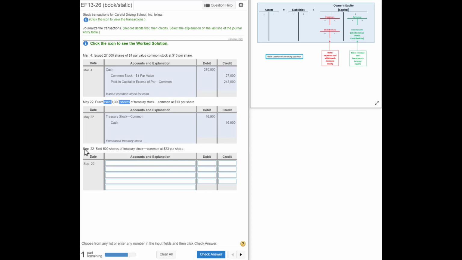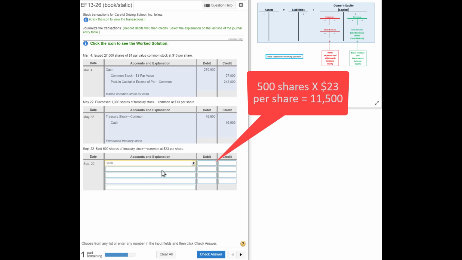Now September 22nd, we sold 500 shares of common stock at $23 per share. Since we're selling them, we're going to get cash. So cash is going up, that's why it's the debit. We take $23 per share times 500 shares, which gives us $11,500 cash.